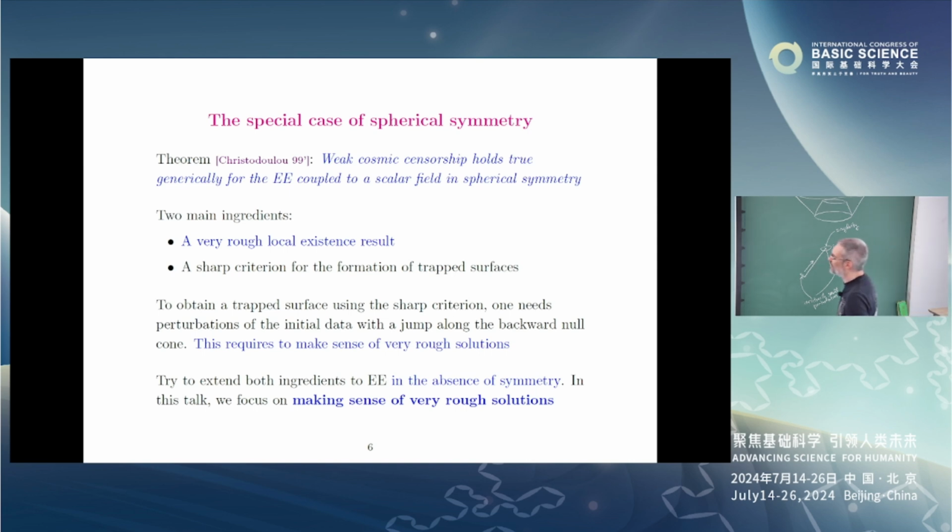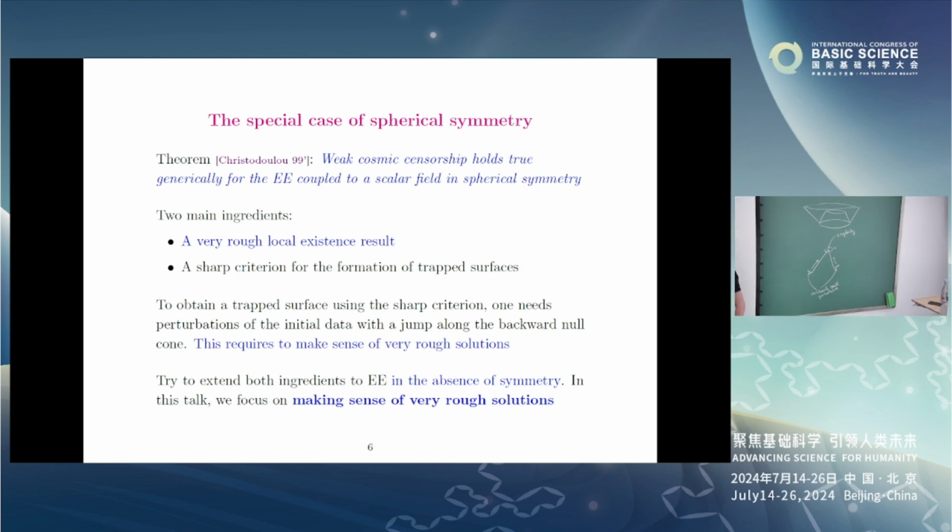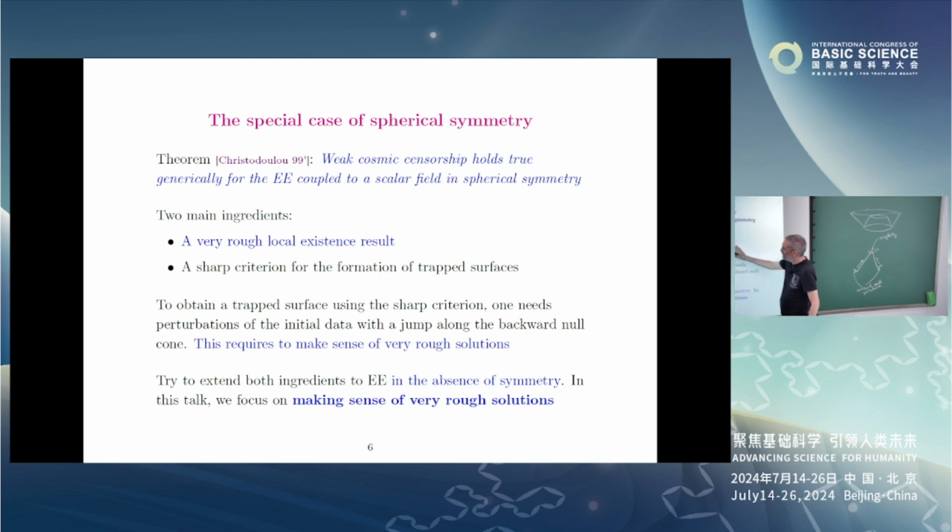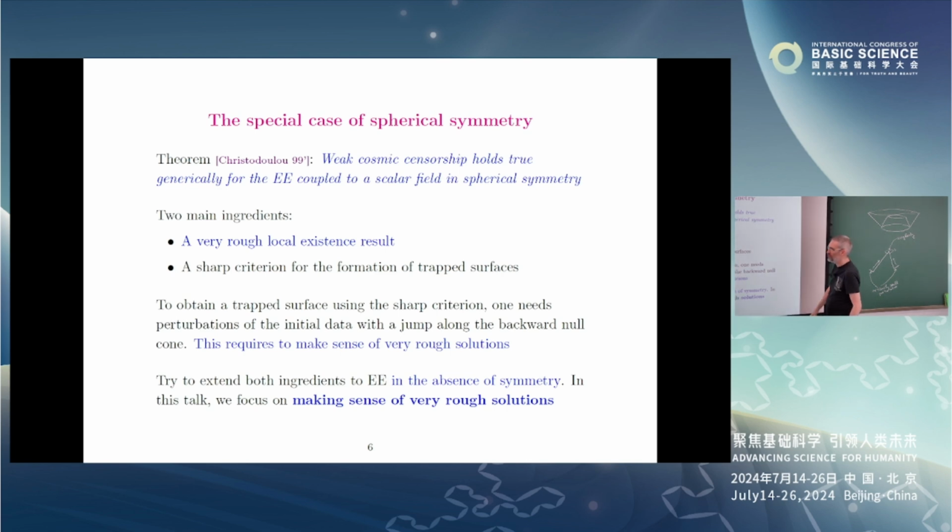And here, I should highlight that there are two main ingredients in this proof. One is a very rough local existence result. I will comment on this, but it has to do with the issue of genericity and how you measure it. And the second ingredient is, of course, in view of what I explained, a sharp criterion for the formation of trapped surfaces.